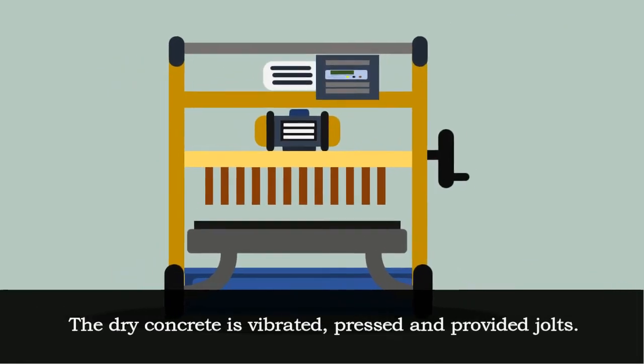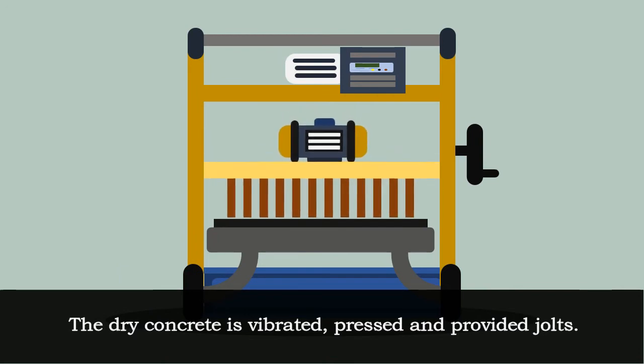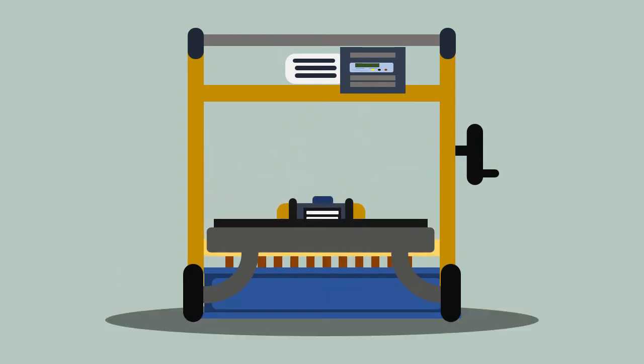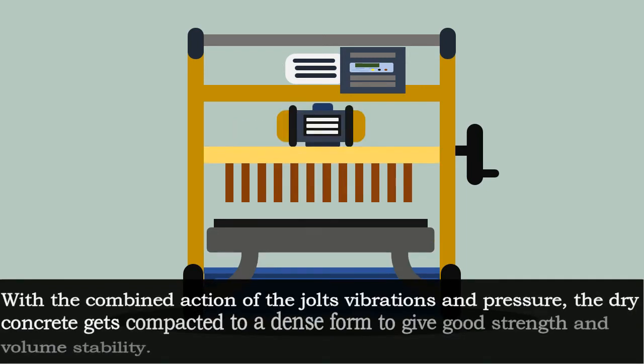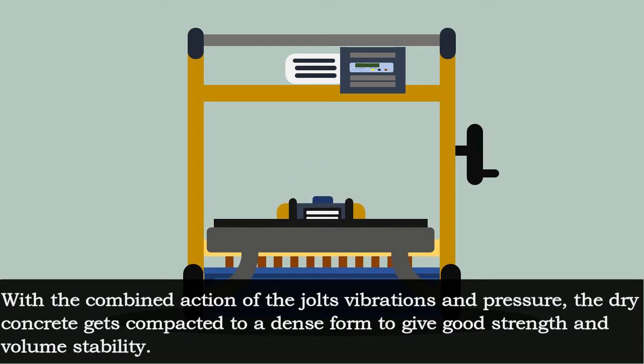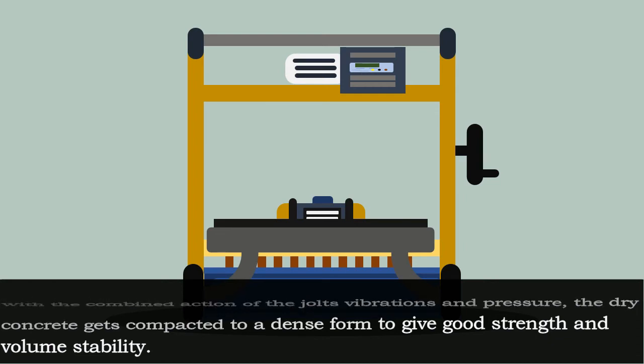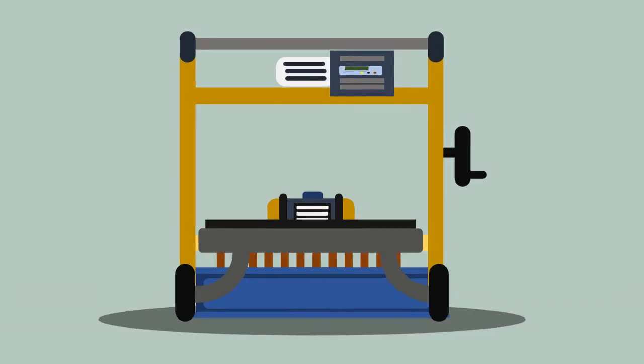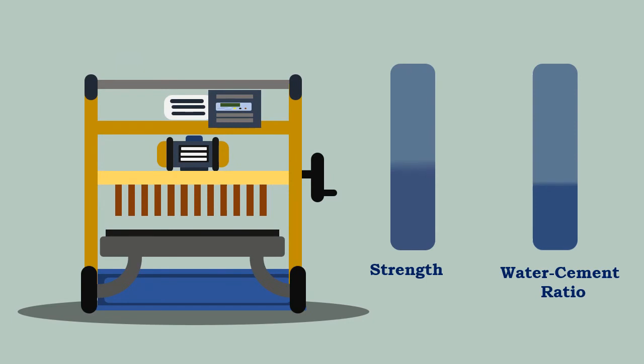The dry concrete is vibrated, pressed and provided jolts. The frequency of jolt of 100 to 150 jolts per minute is provided. With the combined action of the jolts, vibrations and pressure, the dry concrete gets compacted to a dense form to give good strength and volume stability. By adopting this technique, a concrete with very low water-cement ratio can be compacted to obtain the required strength.